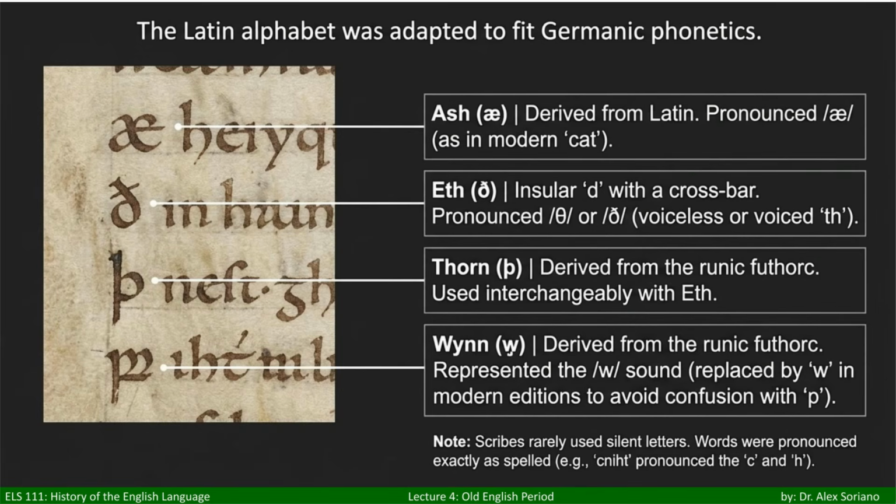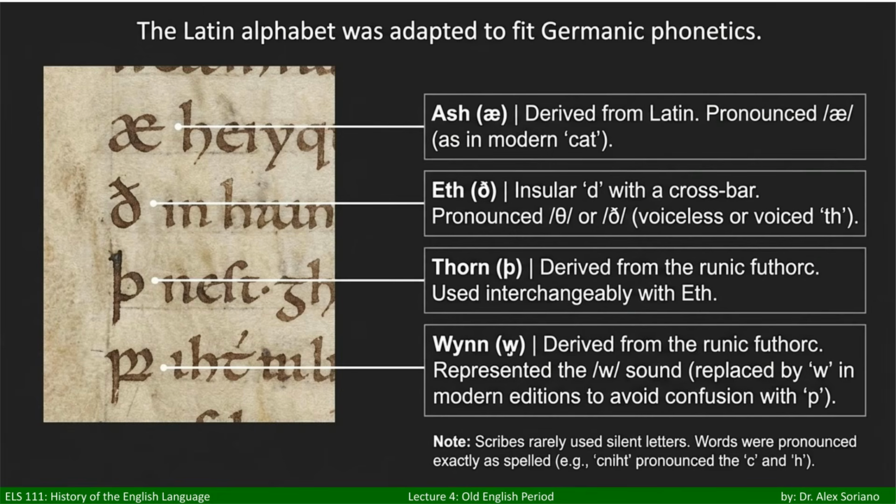Ash, written æ, was derived from Latin and pronounced like the vowel in modern cat. Eth, written ð, is essentially an insular d with a crossbar, pronounced like the th in either thin or this. Thorn, written þ, came instead from the older Germanic runic alphabet and was used interchangeably with eth. And wynn came also from that runic alphabet, representing the W sound. Modern editors typically replace it with our letter W to avoid confusing it visually with P.